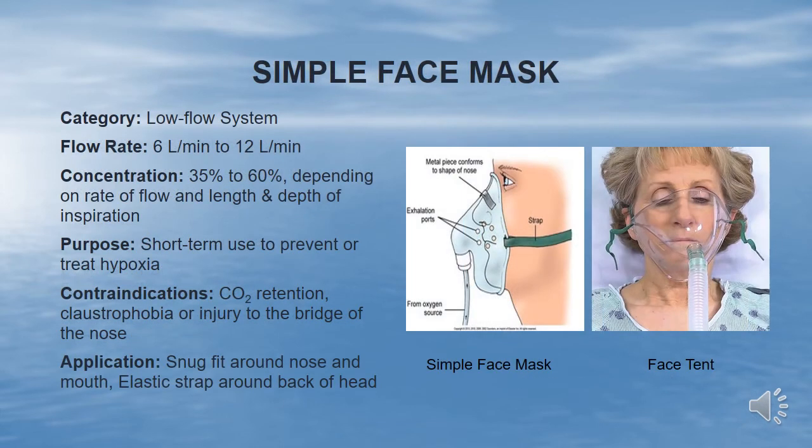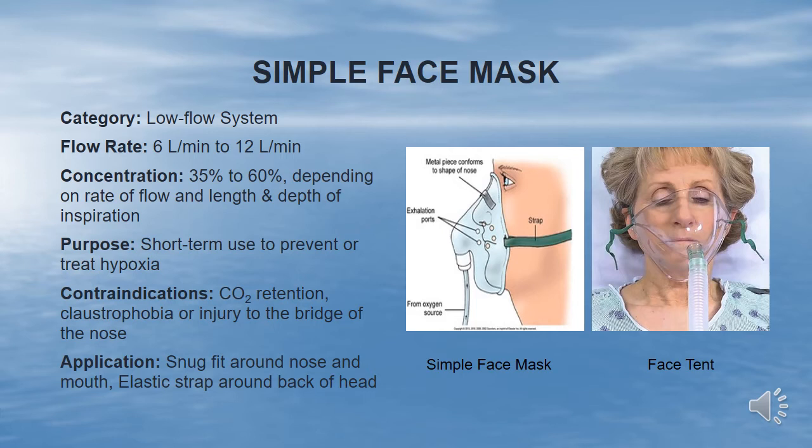A simple face mask is a low-flow oxygen system. The flow rate is set at 6 to 12 liters per minute. The rate of flow is higher than that of a nasal cannula to prevent the patient from rebreathing carbon dioxide. This is a very important concept to remember. Setting the flow rate too low causes more harm than good.